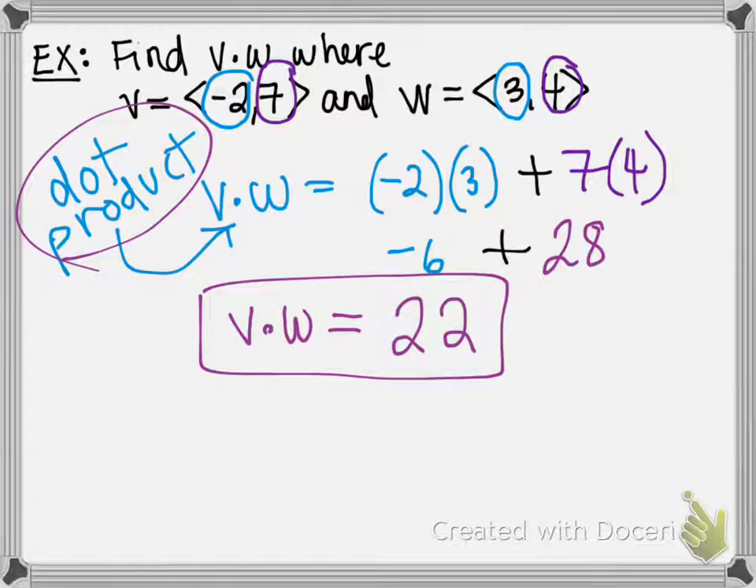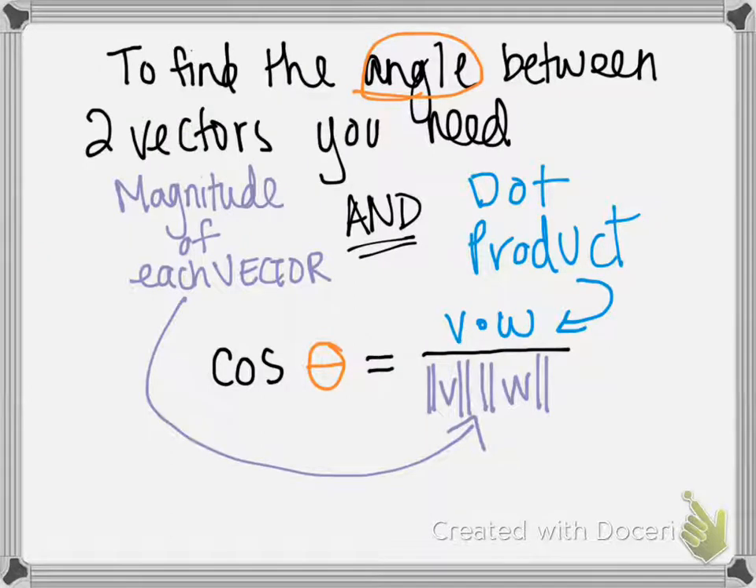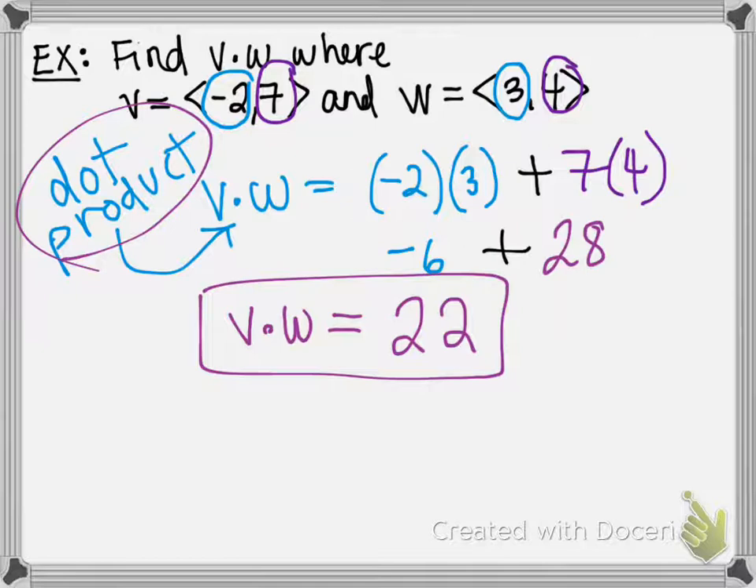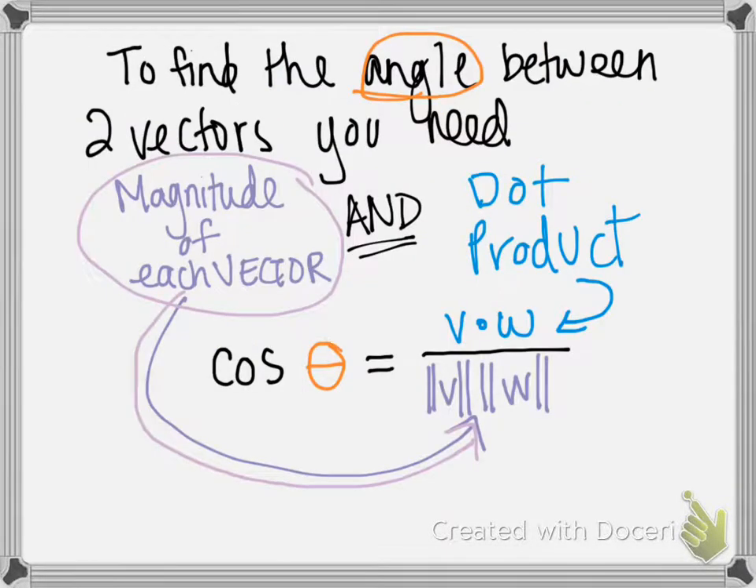Okay, now from there, I'm going to show you the formula. So to find the angle between two vectors, we're going to use this formula. The things that we need are the magnitude, right, of each vector, which is represented by these double absolute value looking signs, v and w, and then also the dot product, which we just found on the previous page. So I'm going to bring that 22 over, and that's going to be my top number there.